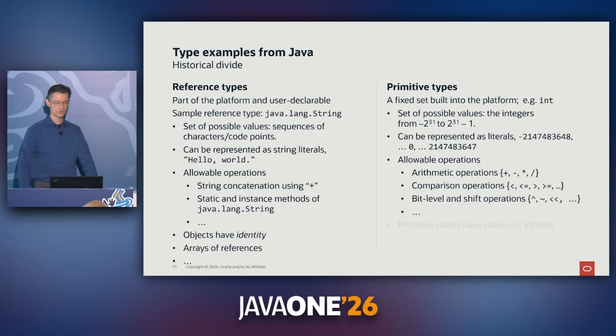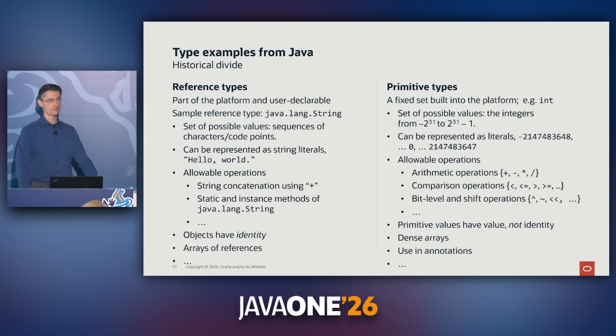And on the other hand, we have primitive types. There are a fixed set of these built into the platform, in particular, say, int. The values for the int type are a particular subset of the mathematical integers. So we know these from MIN_VALUE to MAX_VALUE, so minus 2 to the 31 to 2 to the 31 minus 1. These can be represented by literals in the language. For the operations on the primitive int type, we have all the usual familiar arithmetic operations, comparisons, and so forth.